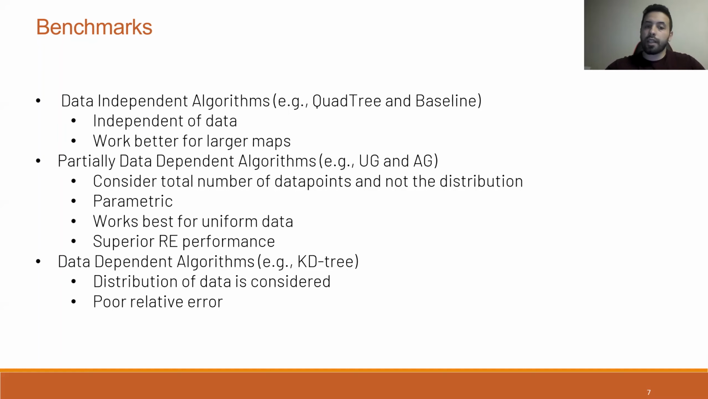Finally, we have the data-dependent algorithms, which do consider the distribution of the users on the map. Although so far the approaches in this category have had poor relative error performance compared to the other algorithms.